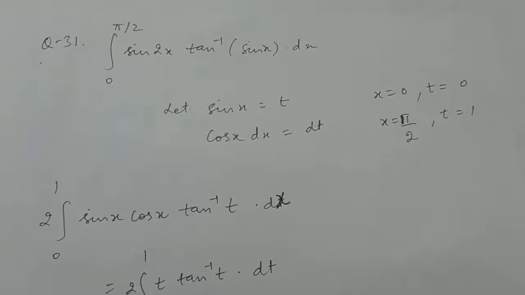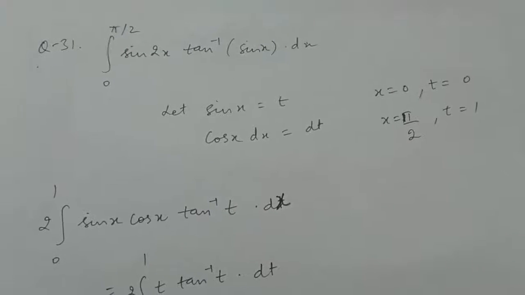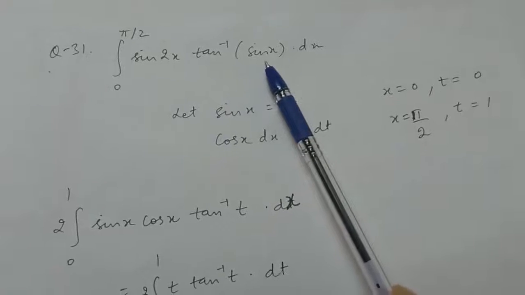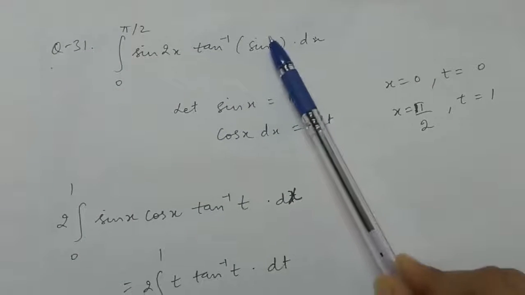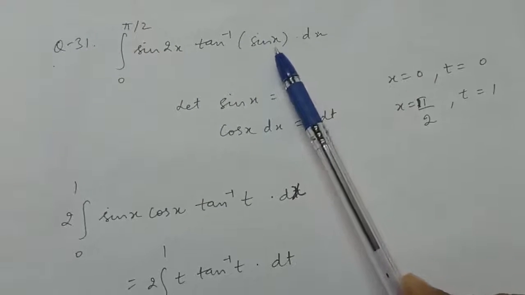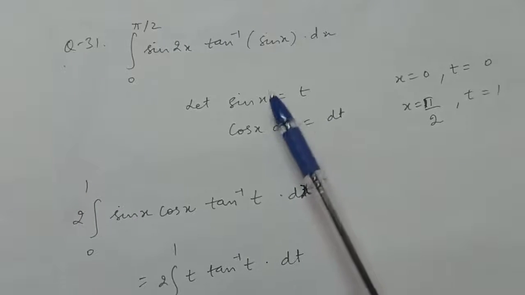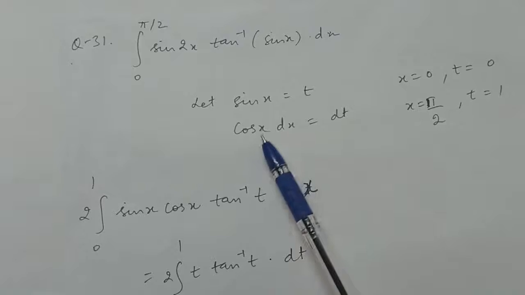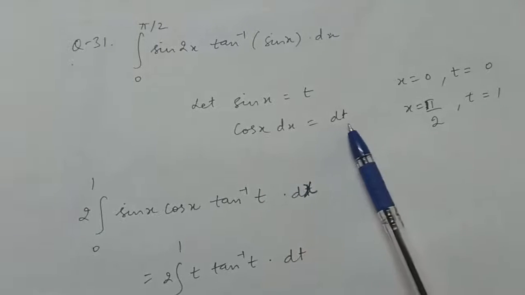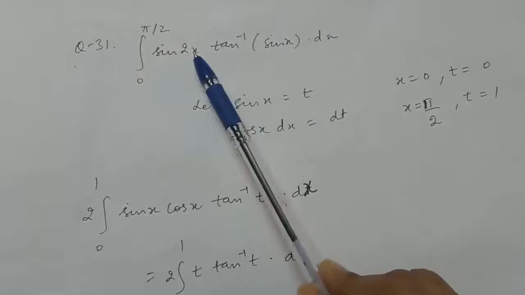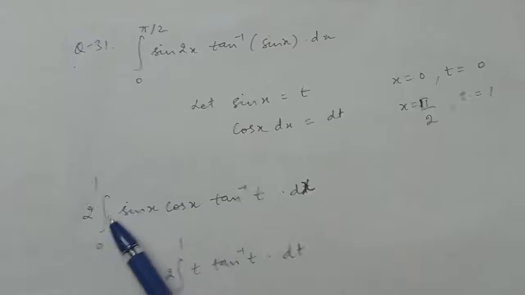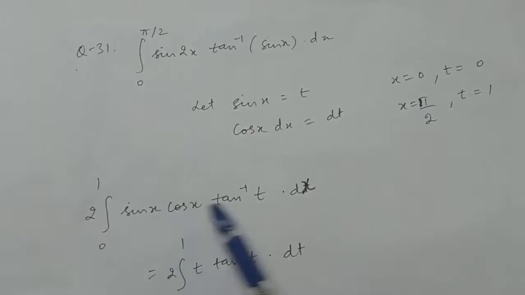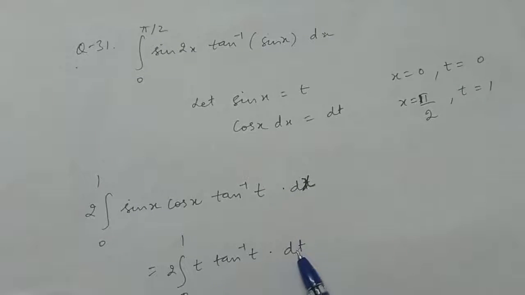Question number 31 is easy. It is given: integral of sin 2x into tan inverse sin x. Let the angle, in most of the cases, be equal to t. Here also we will let sin x be equal to t. So cos x dx will be dt, and this sin 2x can be written as 2 sin x cos x, right? So this cos x dx will become dt.